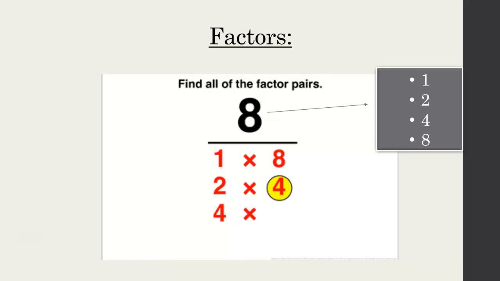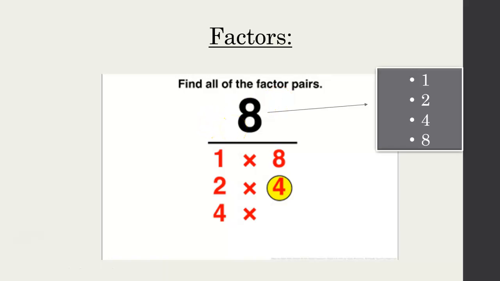As we know, for the factors of 8, we first write out the factor pairs. So, 1 times 8 is equal to 8. 2 times 4 is equal to 8. 4 times 2 is equal to 8. And then obviously 8 times 1 is equal to 8. And the factors are all the numbers that are listed here. So in this case, it's 1, 2, 4, and 8. And these would be the factors of 8.